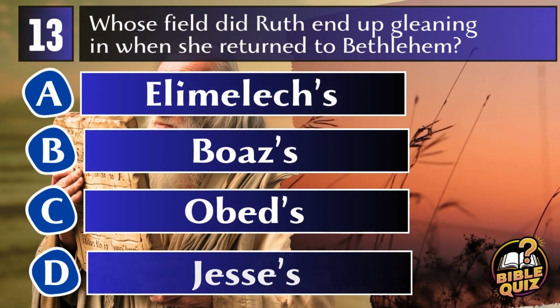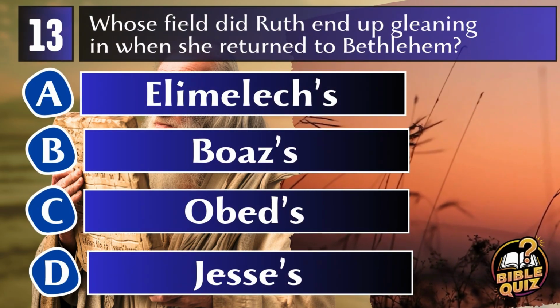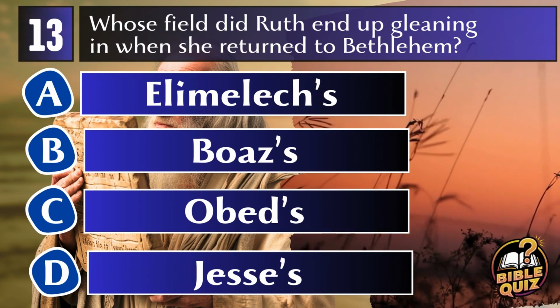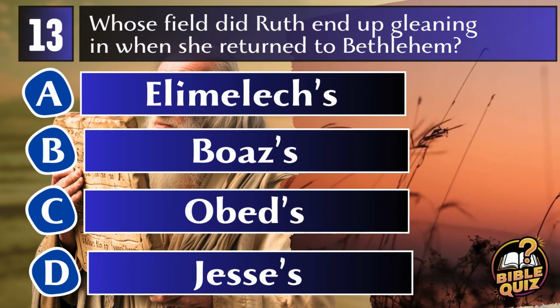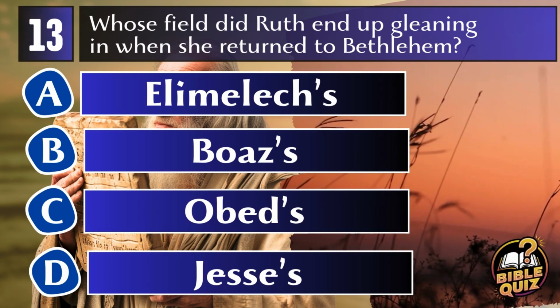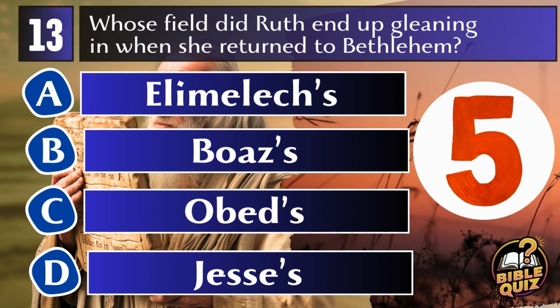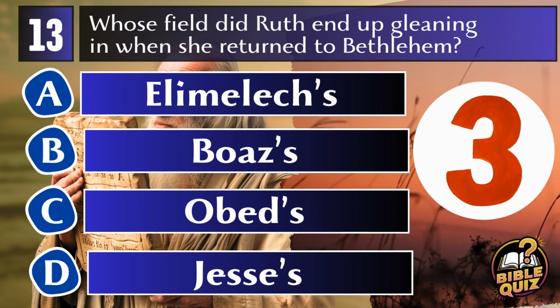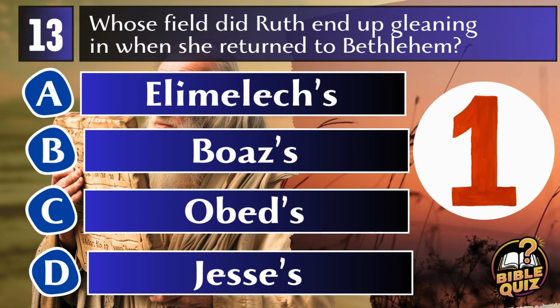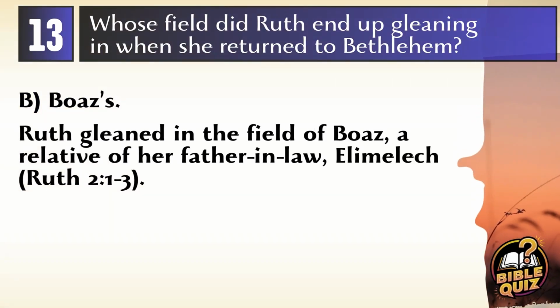Question 13. Whose field did Ruth end up gleaning in when she returned to Bethlehem? A. Elimelech's. B. Boaz's. C. Obed's. D. Jesse's. Answer: B. Boaz's. Ruth ended up gleaning in the field of Boaz, who was related to her father-in-law, Elimelech.